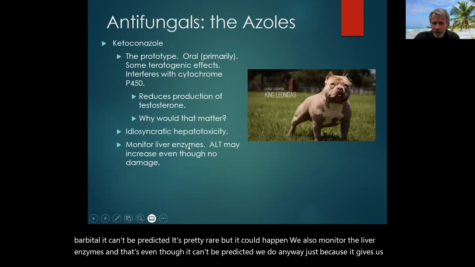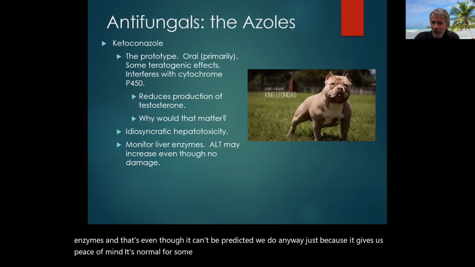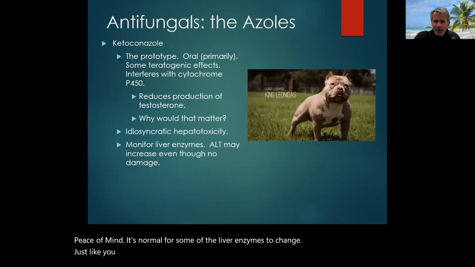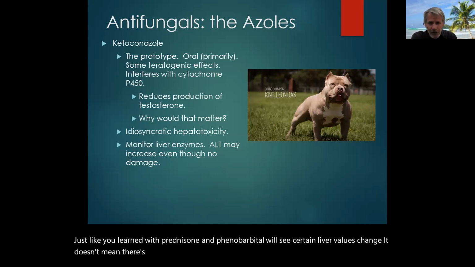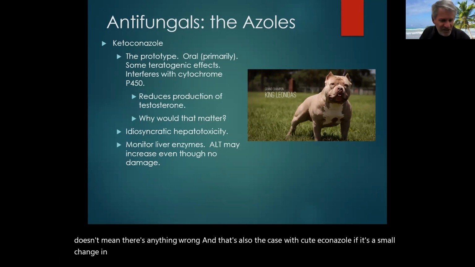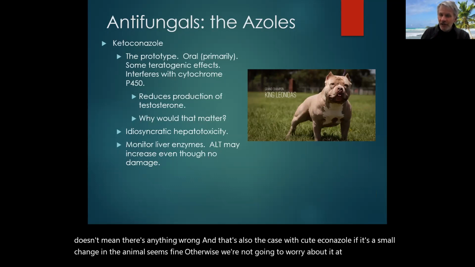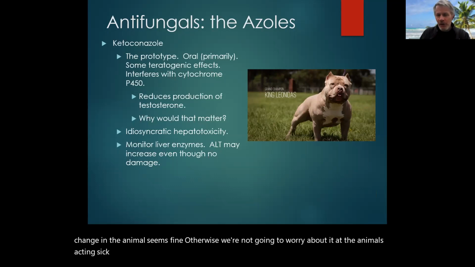It's normal for some of the liver enzymes to change. Just like you learned with prednisone and phenobarbital, we'll see certain liver values change. It doesn't mean there's anything wrong. And that's also the case with ketoconazole. If it's a small change and the animal seems fine otherwise, we're not going to worry about it. If the animal's acting sick, they're losing weight, there's diarrhea and vomiting, then we might worry.